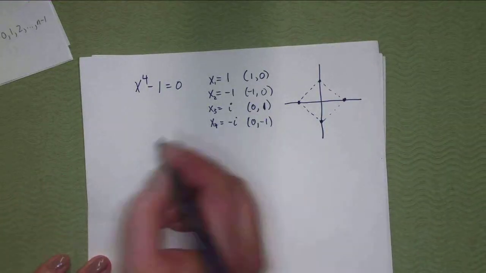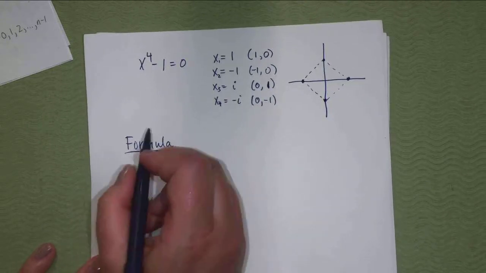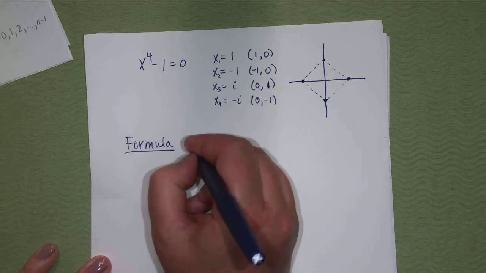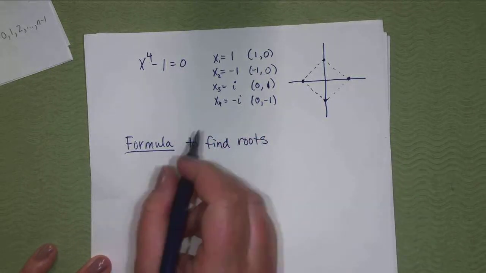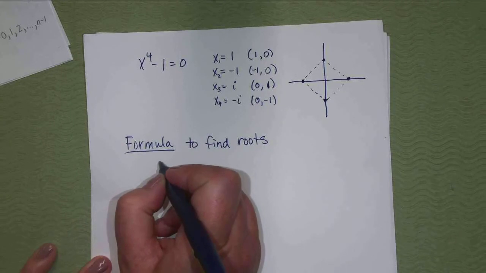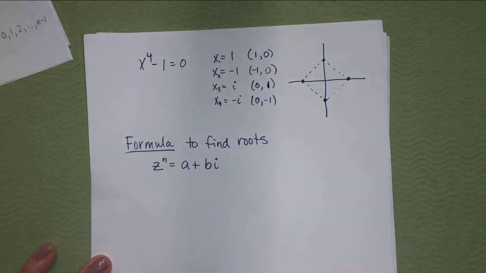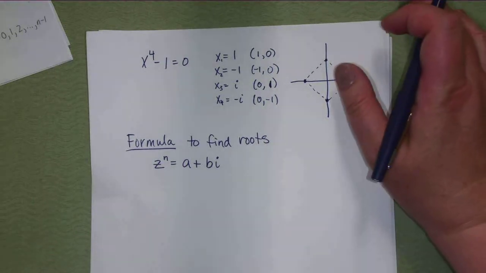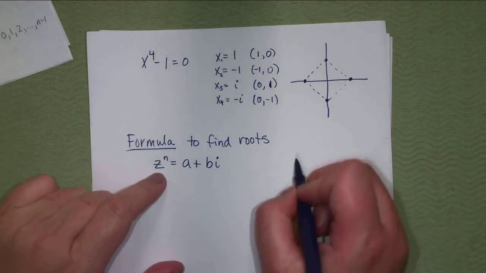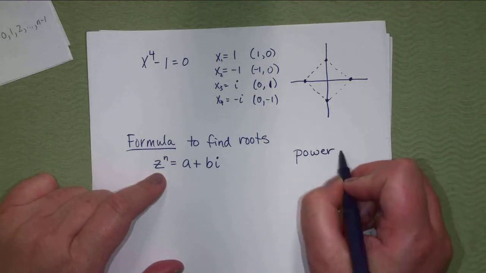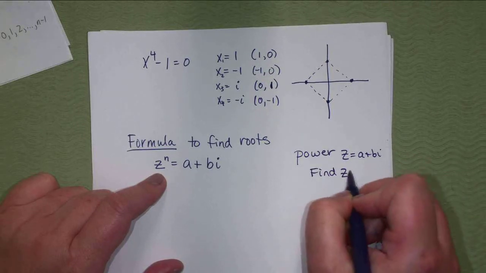Okay, so here's the formula to find roots. This is confusing, but so far you haven't seen the confusing part. The question will look like this: z to the n equals a plus bi. Powers will sometimes put z to the n, but it would be like z equals a plus bi, find z to the 10.